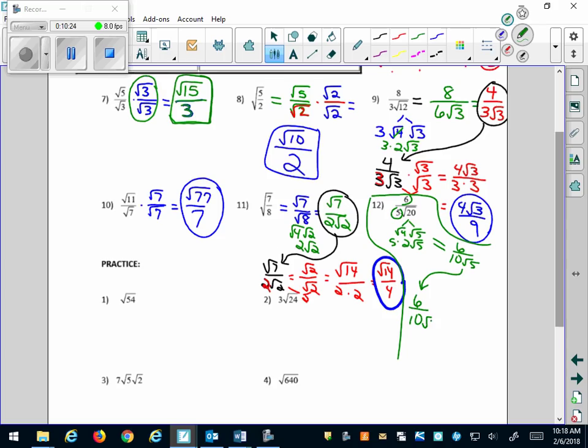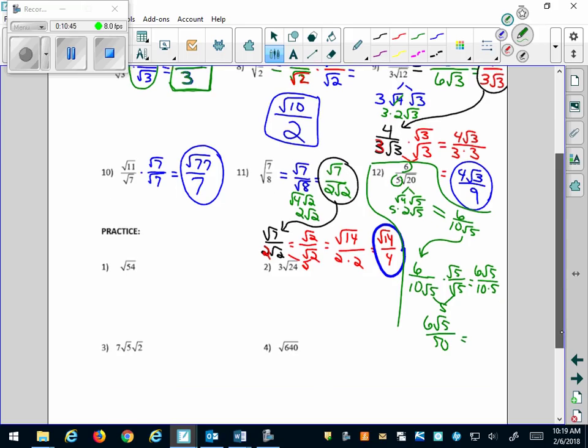6 over 10 root 5, multiply top and bottom by root 5, and you get 6 root 5 over 10 times 5, right? These two radicals are just 5, and then we got our 10 out front. So that becomes 6 root 5 over 50.